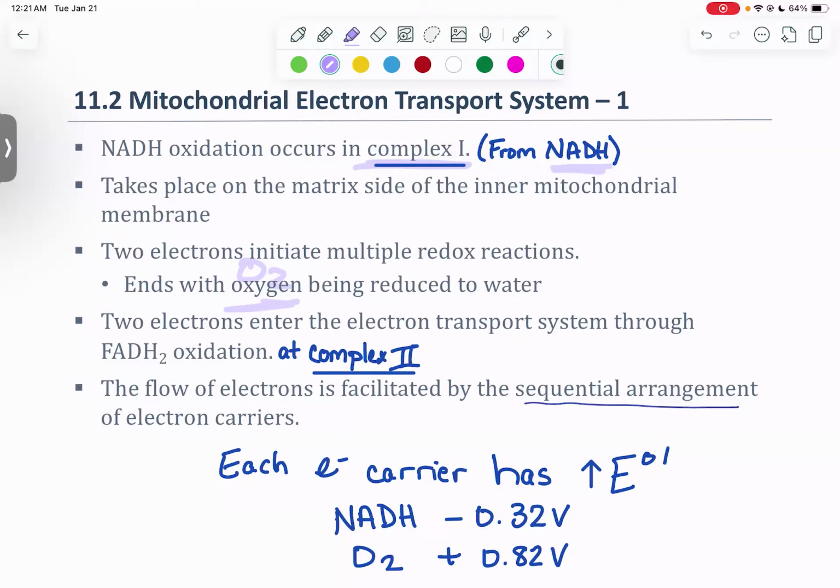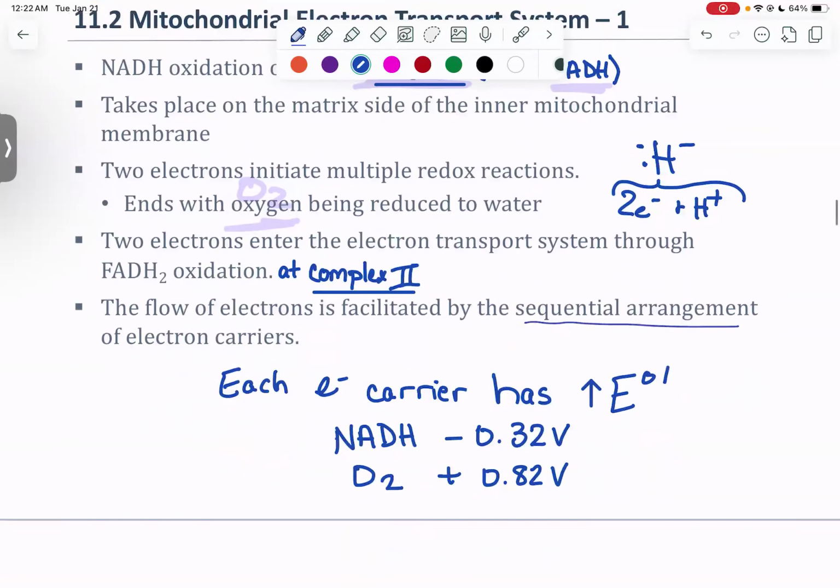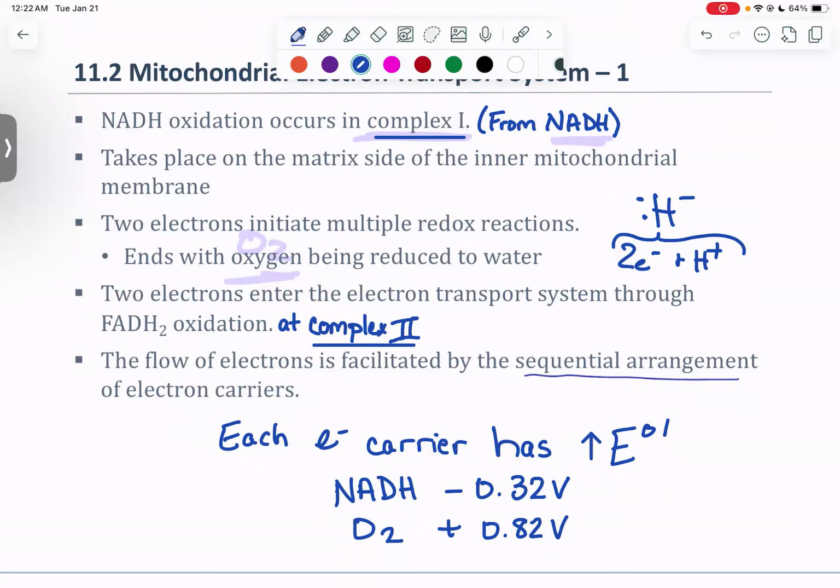And remember that this happens in the form of a hydride ion. We talked about that before, that it's carrying 2 electrons. So we put the 2 little dots for the electrons, and because there's a proton and then 2 electrons, it carries that negative charge. So it's really 2 electrons and H plus, and that's what gives us our hydride ion.